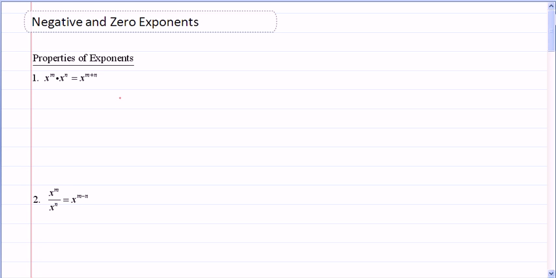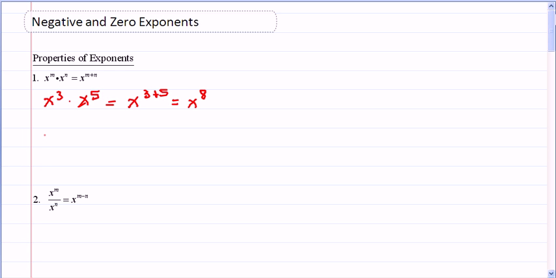In this lesson, you will learn how to simplify negative and zero exponents. So first, let's review the first three properties of exponents. The first property says that when you multiply two monomials together with the same base, you add their powers. So if you had x to the third times x to the fifth, to simplify this, since you're multiplying, it would be x to the 3 plus 5, you add the exponents, and you would get x to the eighth.